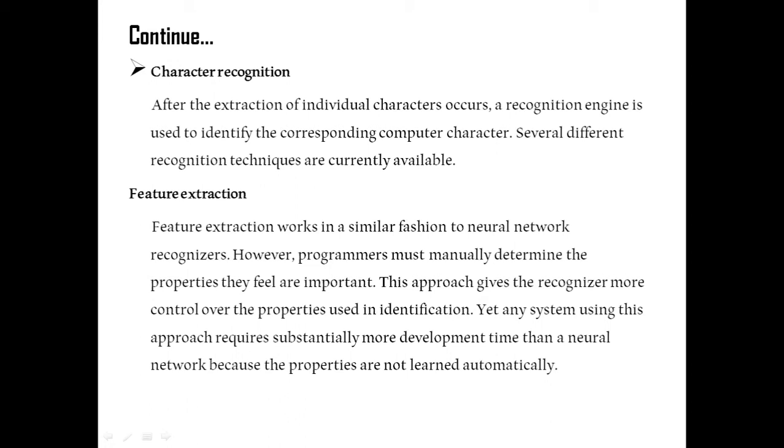Next one is character recognition. After the extraction of individual characters occurs, a recognition engine is used to identify the corresponding computer character. Several different recognition techniques are currently available.